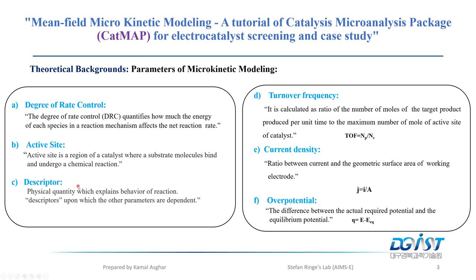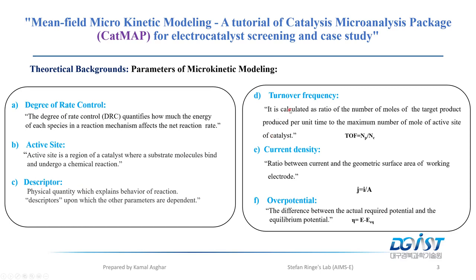That is called descriptors, because rate of reaction cannot be explained based on many parameters. If we try to explain by many parameters, then the system becomes more complex. So it's better to identify one or two parameters. Based on these two parameters, we can easily explain rate of reactions. So any physical quantity or parameter may be a descriptor in your system. So you have to identify what your parameter is.